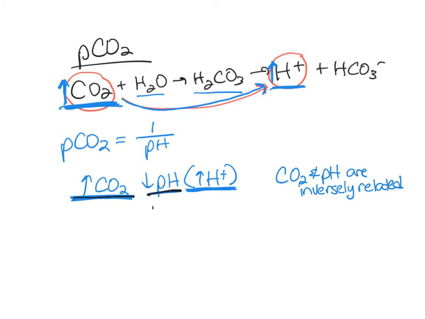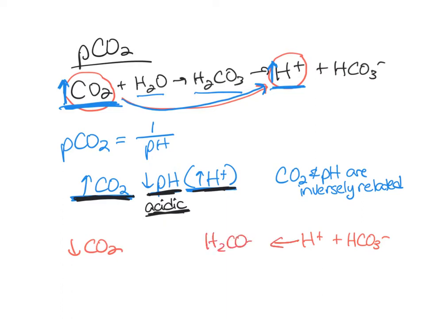And a decrease in pH is acidic. This is why we say in the body that carbon dioxide really acts as an acid, because if you have increased CO2, you have increased hydrogen, which makes it more acidic. So let's look at what happens if you have a decrease in CO2. If CO2 is below the level that it should be, we have to bring that back up. What will happen in that case is hydrogen will combine with bicarbonate to create carbonic acid, and then carbonic acid will immediately dissociate into water and carbon dioxide. That'll bring the carbon dioxide levels back up.